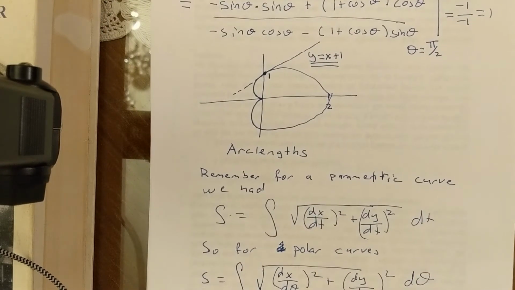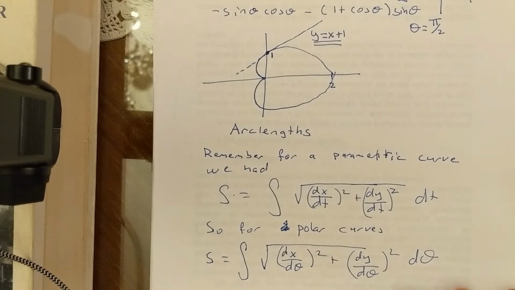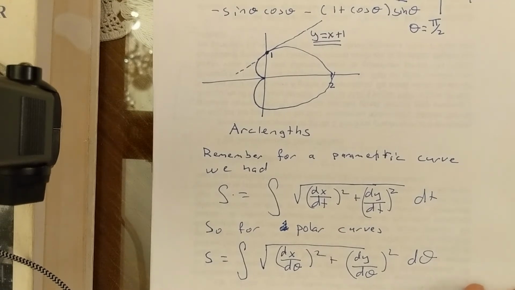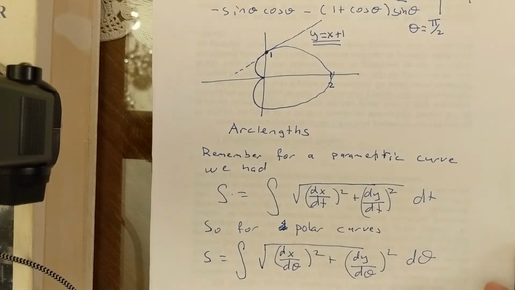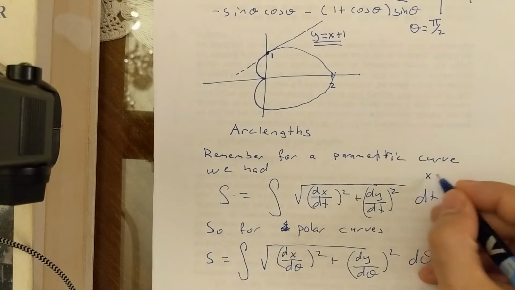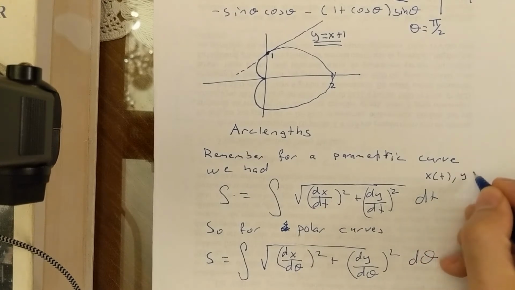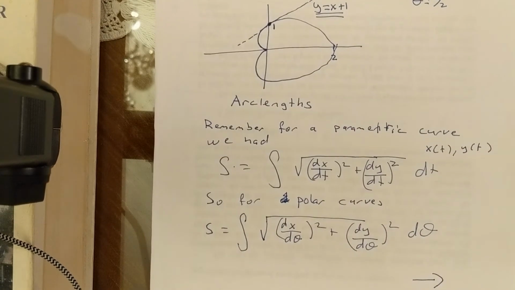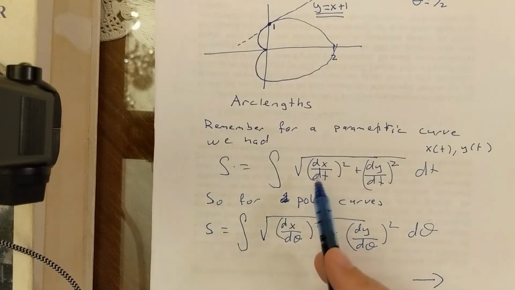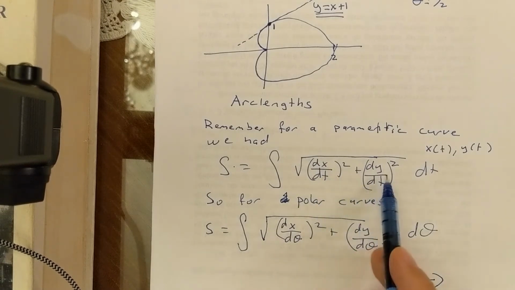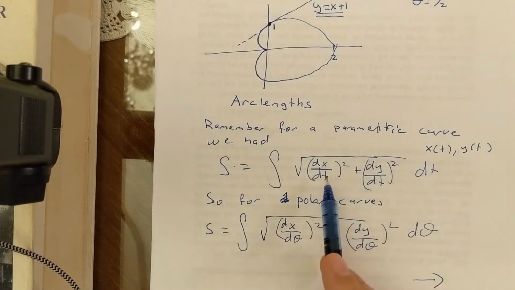I want to go over one more subject today very quickly, and that's arc lengths when we're dealing with polar curves, the arc lengths of polar curves. Now, you might have seen this before. I usually talk about this in class before we do polar coordinates. So when you have a parametric curve, when x is a function of t and y is a function of t, you get the arc length s by taking the integral of the square root of dx/dt squared plus dy/dt squared, times dt, okay?